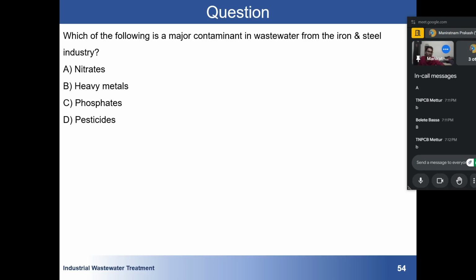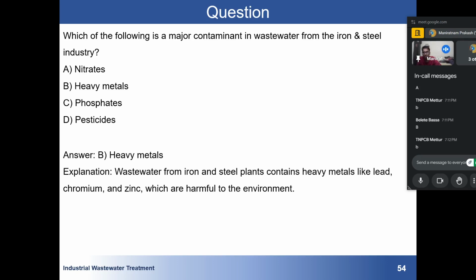Anyone? I have not got any answer. Oh, I have got one. B. Yes, heavy metals. Wastewater from iron and steel contains heavy metals like lead, chromium, zinc because of the raw material. The raw material contains these kinds of unnecessary elements.